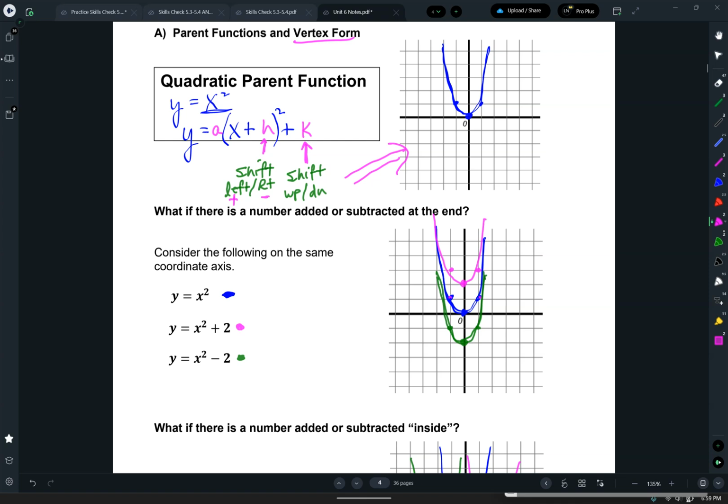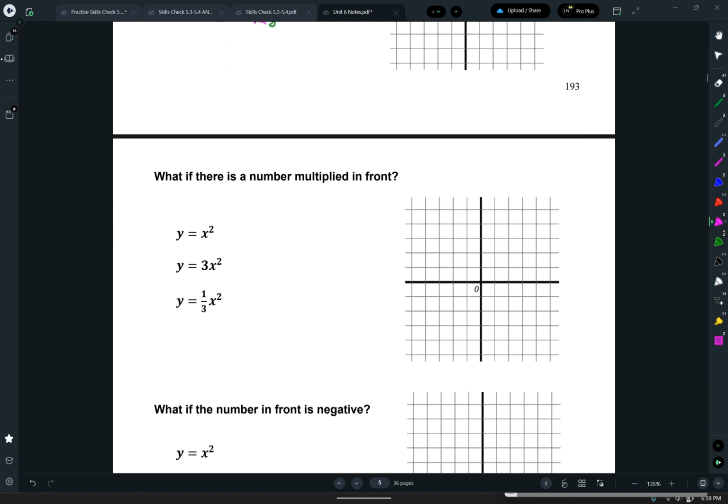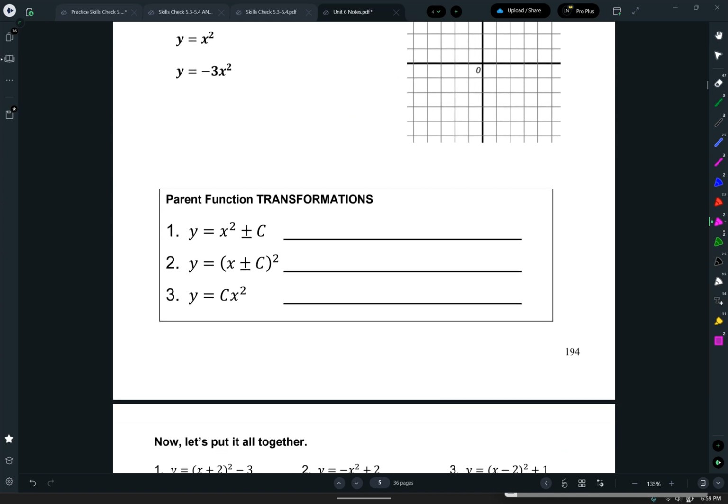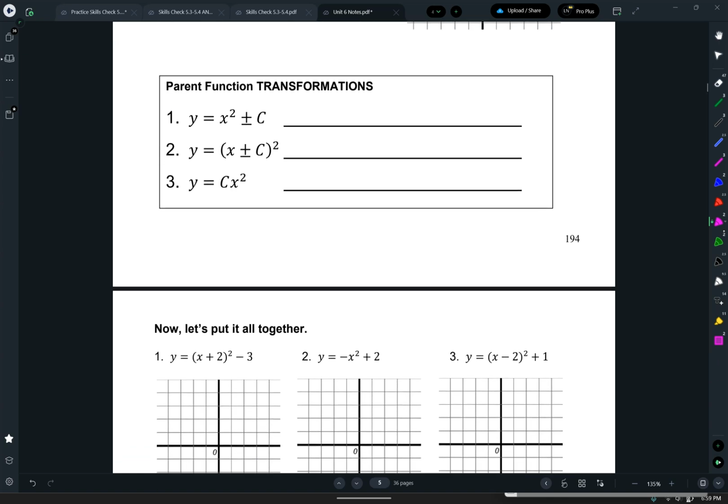Okay, now there's one last place where you could have a number, and that's out here in front. Notice it's not being added or subtracted, it's being multiplied out there in front. And we'll talk through that in a minute. But let's kind of come down here to this box. Okay, this is kind of our summary.